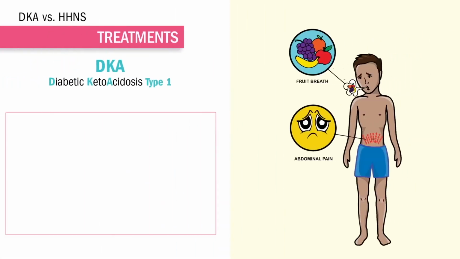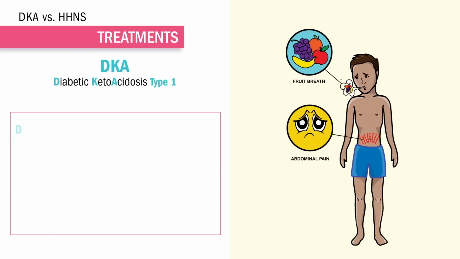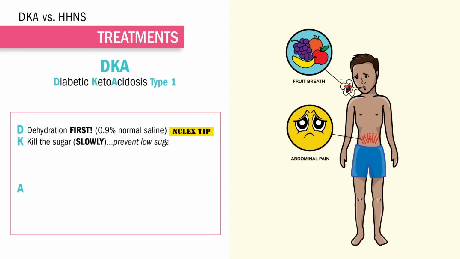So guys, what are we gonna do about it? So for DKA treatments, simply remember the acronym DKA. D for dehydration. Guys, we treat the dry first. Keyword is 0.9% normal saline. Now, I got a lot of questions on this from our NCLEX review, so please write this down. Your first priority action for both DKA and HHS is fluids. And the correct answer is always normal saline. Now, K is to kill the sugar slowly, guys, to prevent that low sugar. So we do keyword here, hourly blood sugar checks.